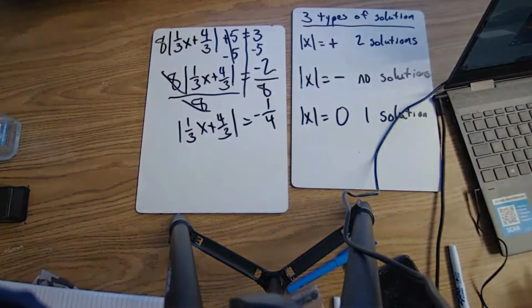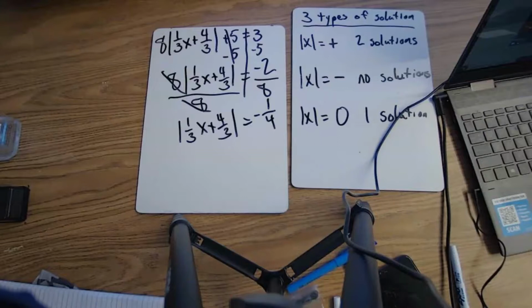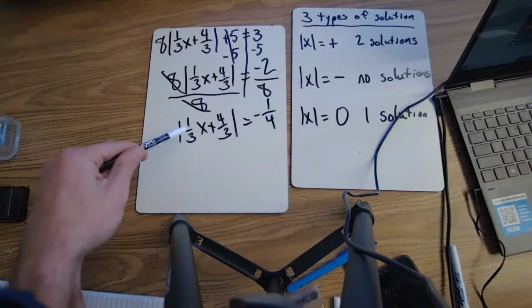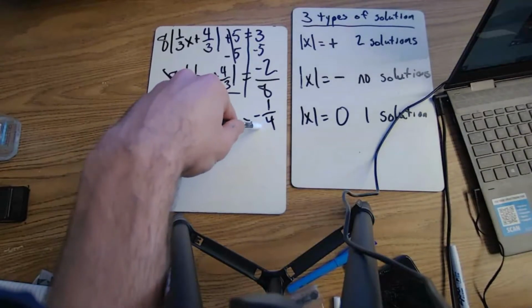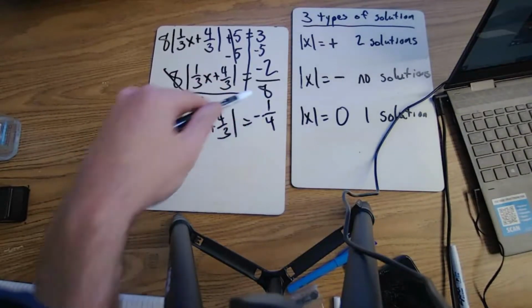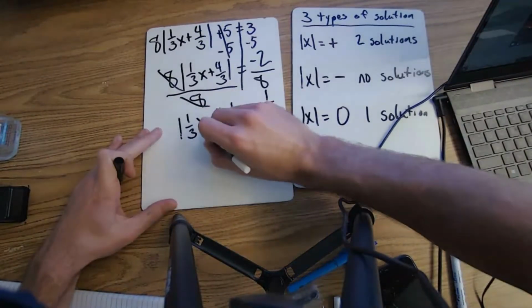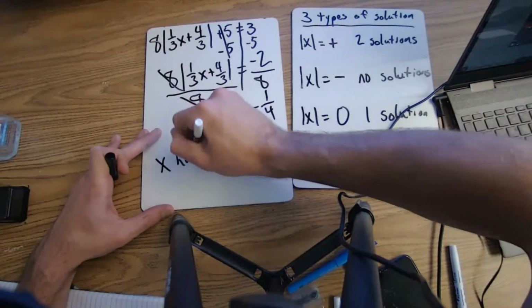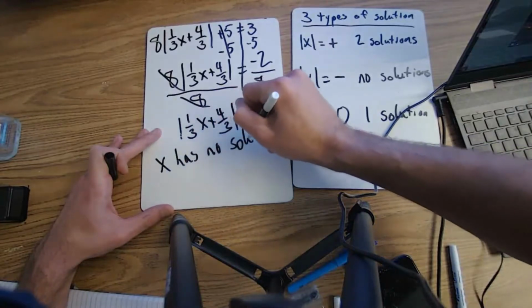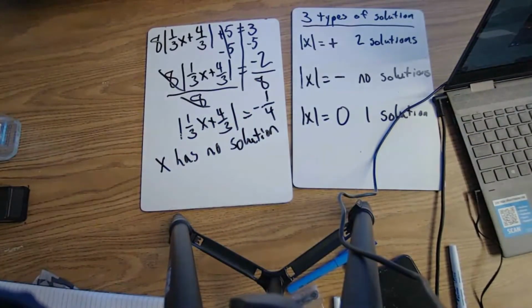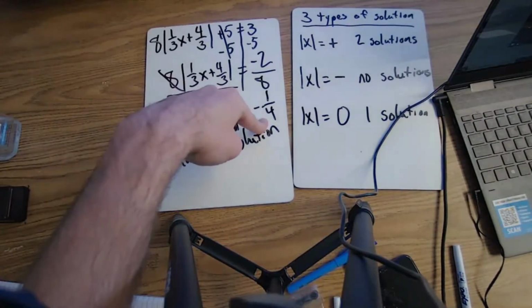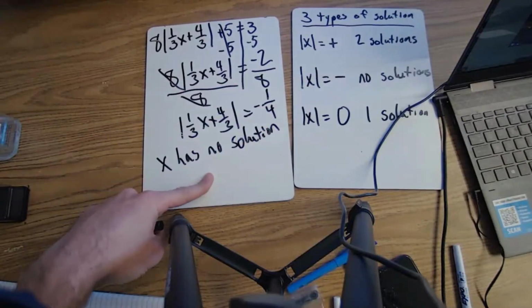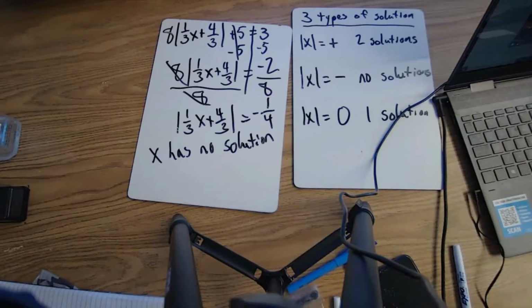Now, probably freaking out being like, oh my gosh, look at all these fractions. I gotta find the greatest common denominator and all that stuff. Nope, I'm done. As soon as I see this, an absolute value bar equaling a negative number, no matter what that negative number is, this variable, x, has no solution. Okay, so save yourself some trouble. As soon as you notice that an absolute value bar all by itself equals a negative number, immediately no solution.